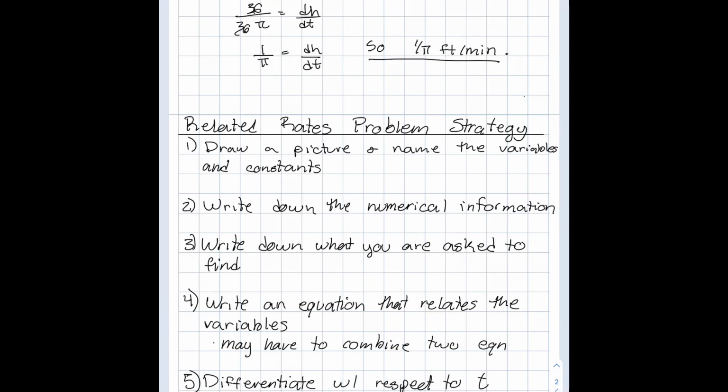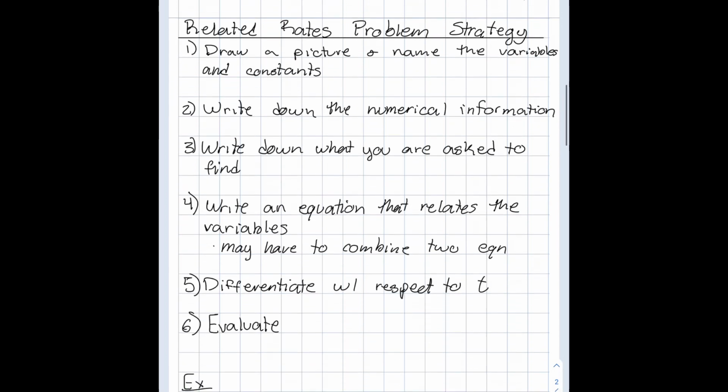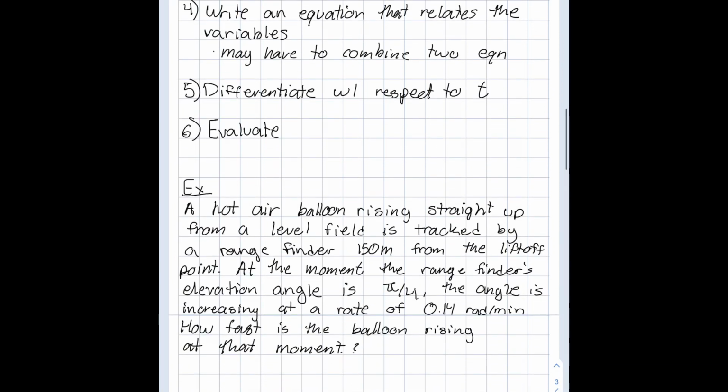All right? So now we're going to try that again with another problem and see how that works for us. Alrighty? So now we're given that a hot air balloon rising straight up from a level field is tracked by a rangefinder, kind of like a surveyor with those little things that look like he's taking a picture. And it's 150 meters from the liftoff point. At the moment, the rangefinder's elevation angle is pi over 4. The angle is increasing at a rate of 0.14 radians per minute. How fast is the balloon rising at the moment?